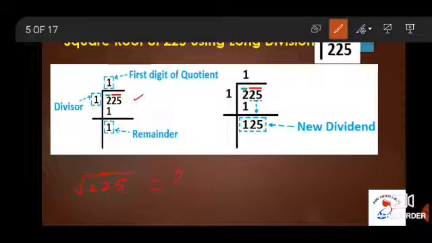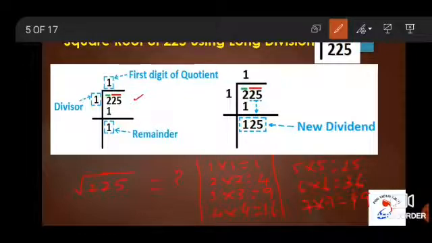Before continuing with long division, till you are very clear, you can write these steps in one of the corners. After you are thorough, then you need not write this. We already know 1 into 1 is 1, 2 into 2 is 4, 3 into 3 is 9, 4 into 4 is 16, 5 into 5 is 25, 6 into 6 is 36, 7 into 7 is 49, 8 into 8 is 64, and 9 into 9 is 81. I am just writing the square table till 9.